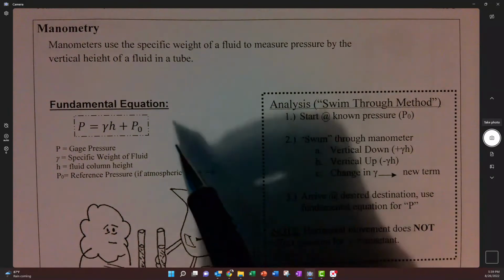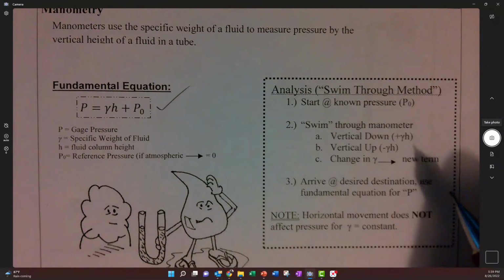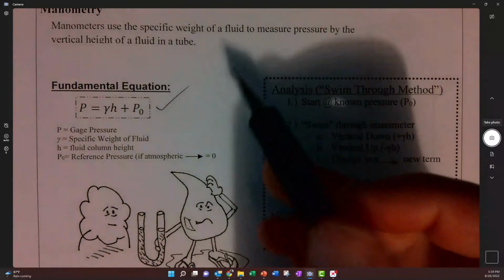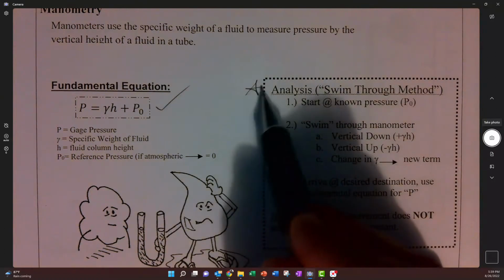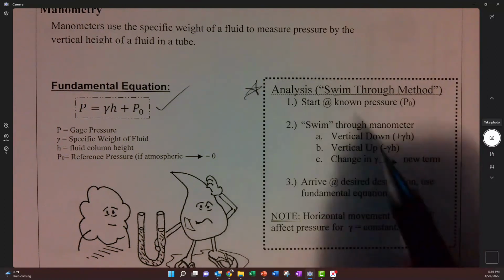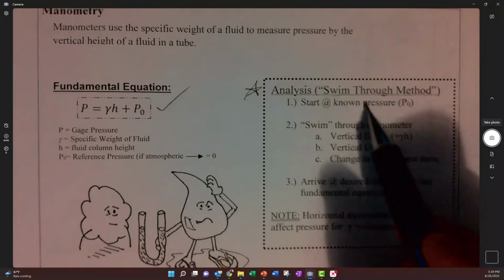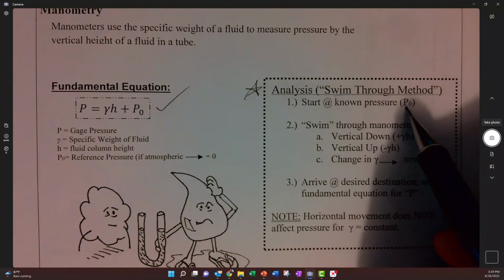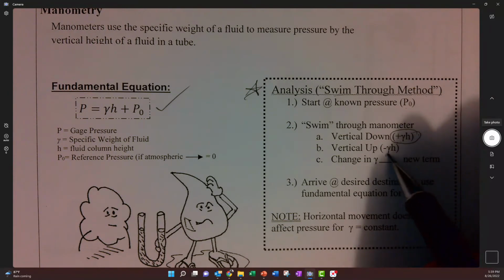And so here's that fundamental equation that we talked about when figuring out the pressure in tanks as we go downwards for static fluids. Here's our analysis method: we're going to swim through the manometer. We start at one particular spot, quite often where the atmosphere is. The convention we want to use is that when we're swimming downwards, we make that positive, and when we swim upwards, we make that negative.